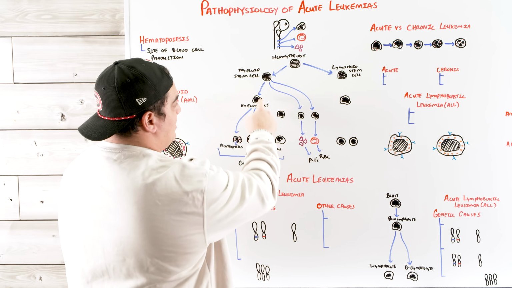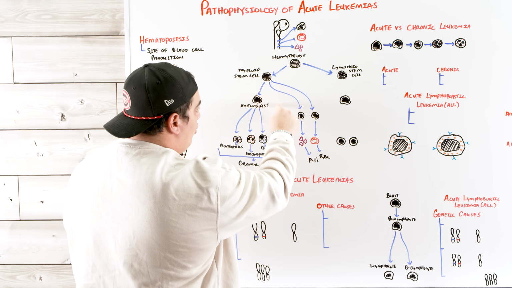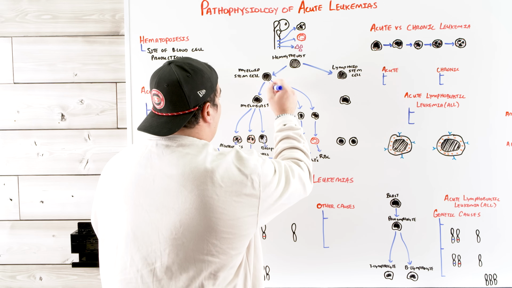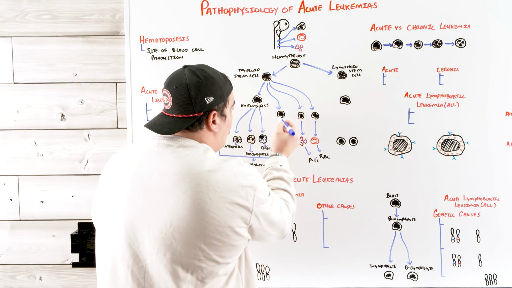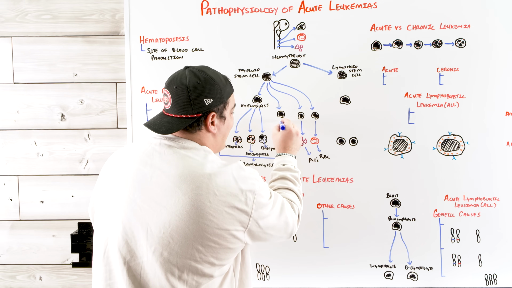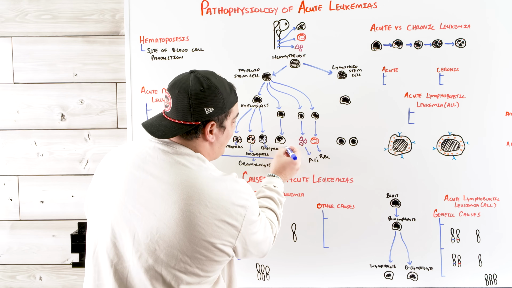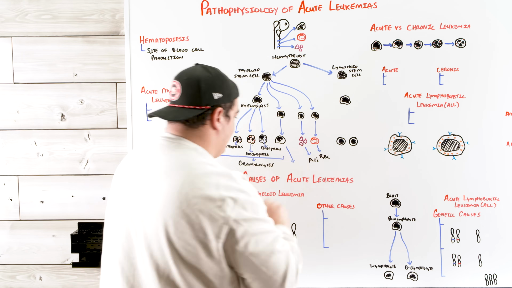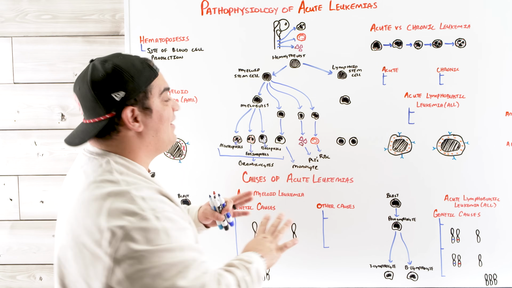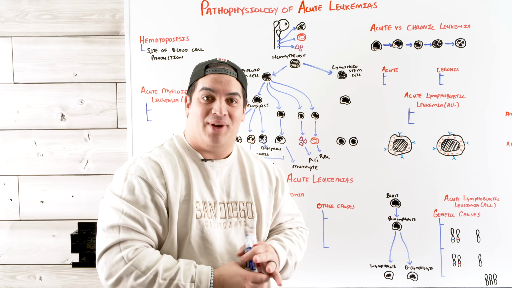And then lastly, this myeloid stem cell could also differentiate further and become a monoblast. And the monoblast could go further and turn into a monocyte. So this could become a monocyte. So this is your basic physiology when it comes to hematopoiesis.